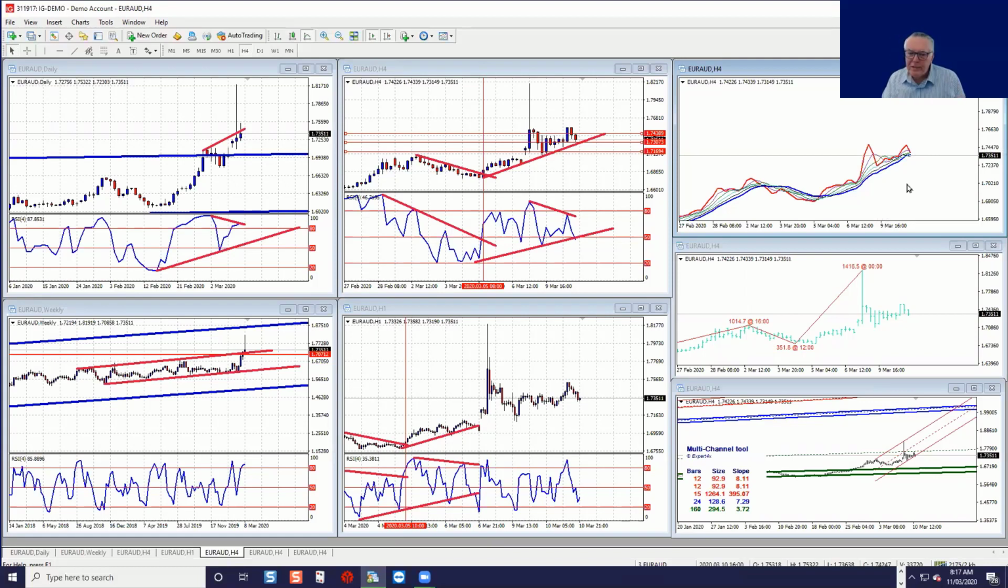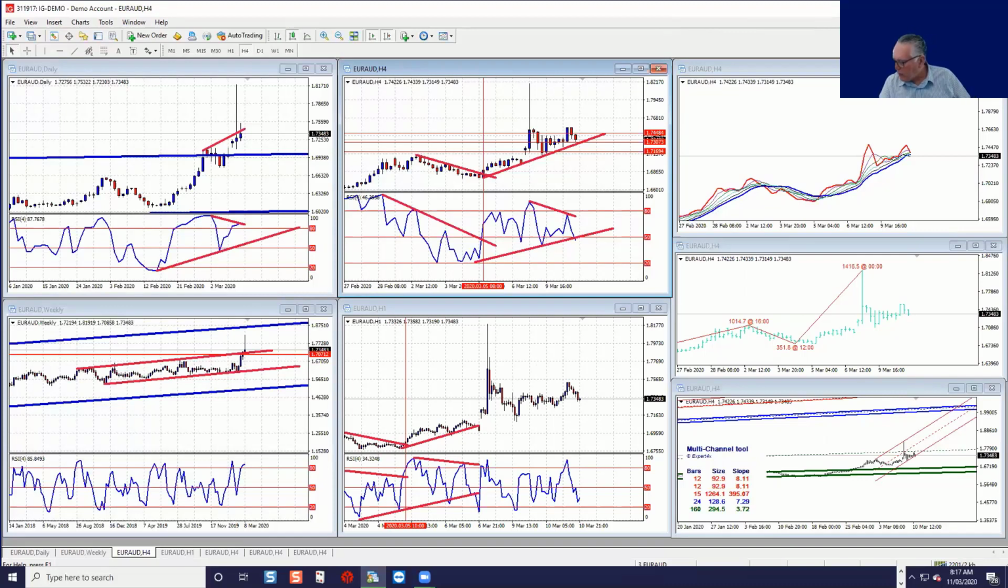Okay, any comments on this particular trade that I'm proposing? Any more explanation that you need? Any ideas? Everybody's happy. Okay. All right.